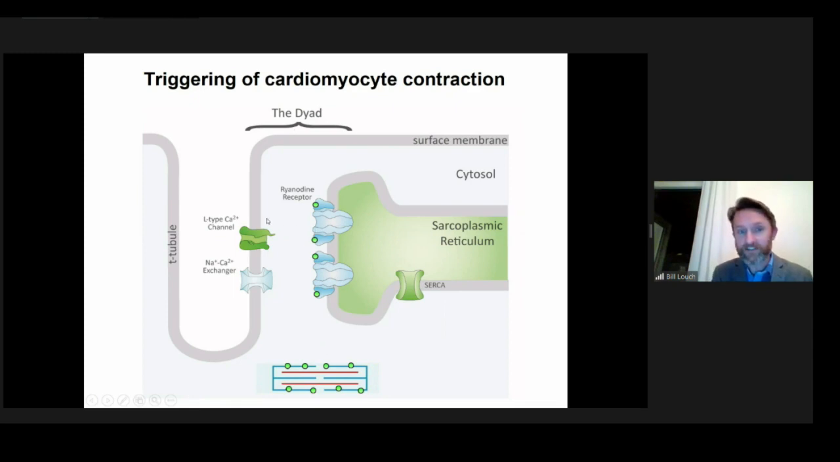It's called the dyad, where these two membranes, the T-tubule and the sarcoplasmic reticulum, the SR, are very, very close together, only 12 nanometers apart. And this makes for a real challenge when we want to understand where these different proteins are located.